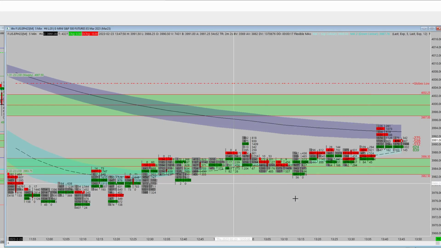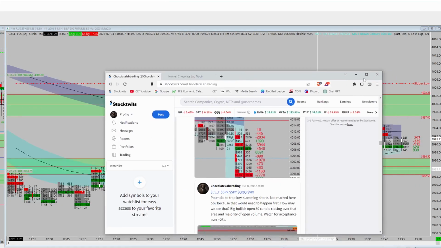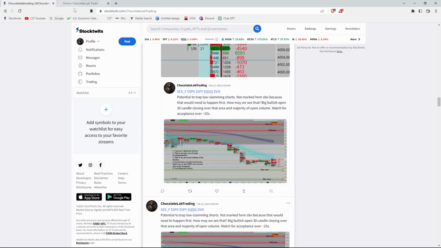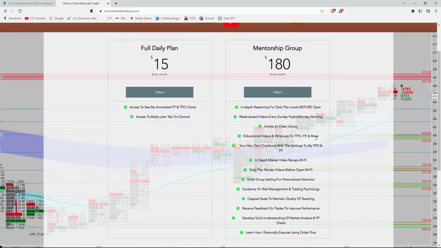So sorry if this was a little bit more boring of a day. I don't have trades of mine to share. I just wanted to go over the room. Someone private messaged me here on StockTwits asking about what the room is all about.